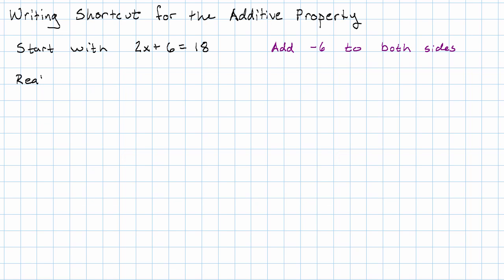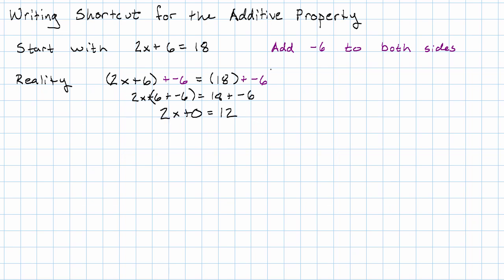The reality of what's going on is that I'm taking my 2x plus 6 and adding negative 6 to it, my 18, and adding negative 6 to that as well. Then I simplify by eliminating the parentheses. I regroup the 6 and the negative 6 together. On the right, 18 plus negative 6 is 12. And ultimately I'm left with 2x equals 12.